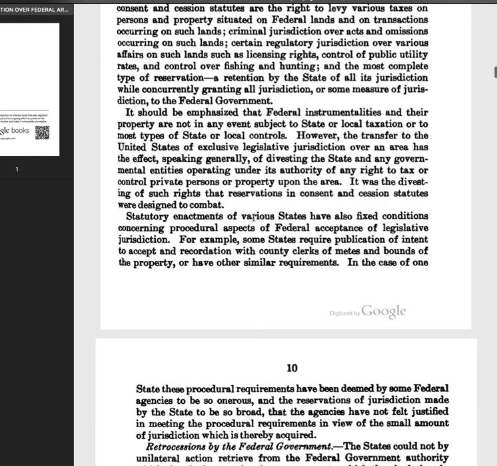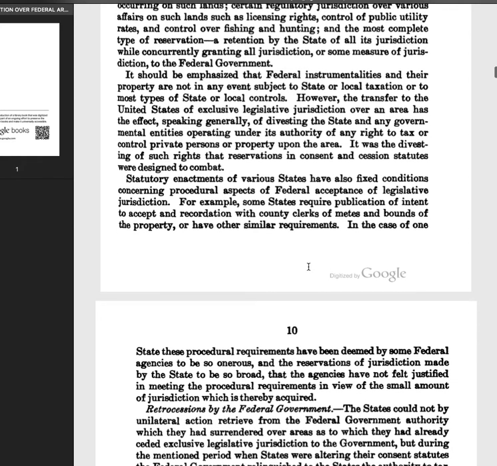Statutory enactments of various states have also fixed conditions concerning procedural aspects of federal acceptance of legislative jurisdiction. For example, some states require publication of intent to accept and recordation with county clerks of metes and bounds of the property, or to have other similar requirements. So again, we're talking about the federal government has certain lands to which they do federal things, and that's it. They don't do federal things off federal lands. It doesn't make any sense to even try to think about it in that way.